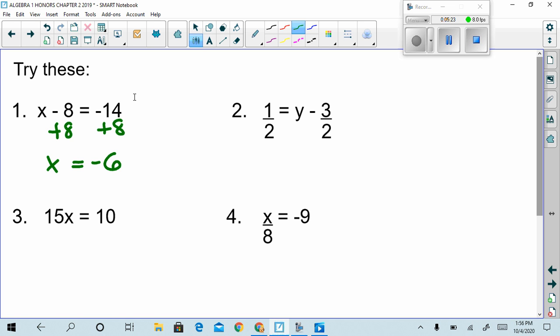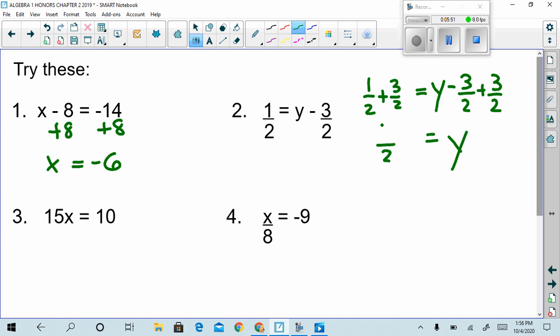In the next one, I see that I have a fraction here. I'm going to write this one out horizontally. I'm going to look at the right side first because that's where my variable is, and that inverse of subtraction is addition. So I'm going to use my addition property of equality and add 3/2 to both sides. It will cancel on the right. And because the denominators are the same, I just keep the denominator and add the numerator. And I'll simplify to get y is equal to 2.